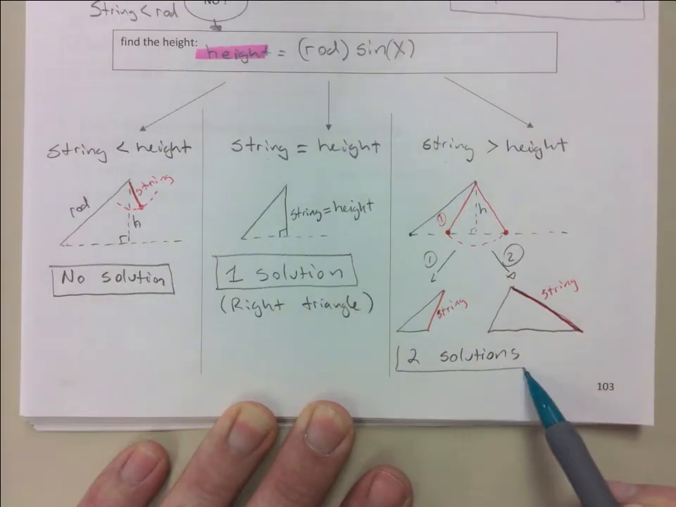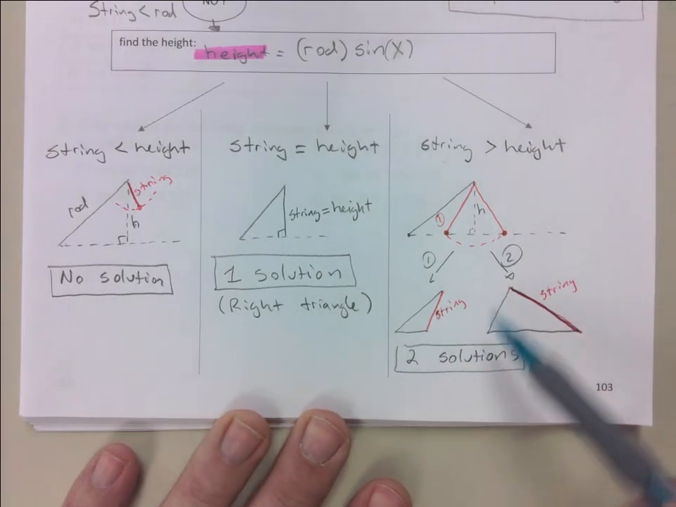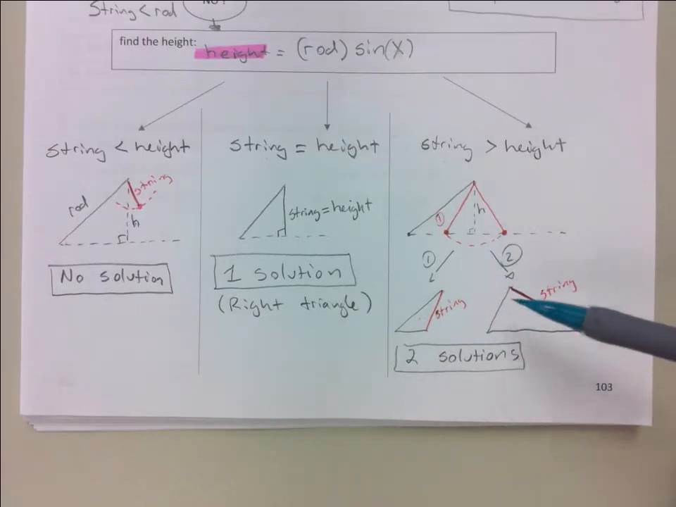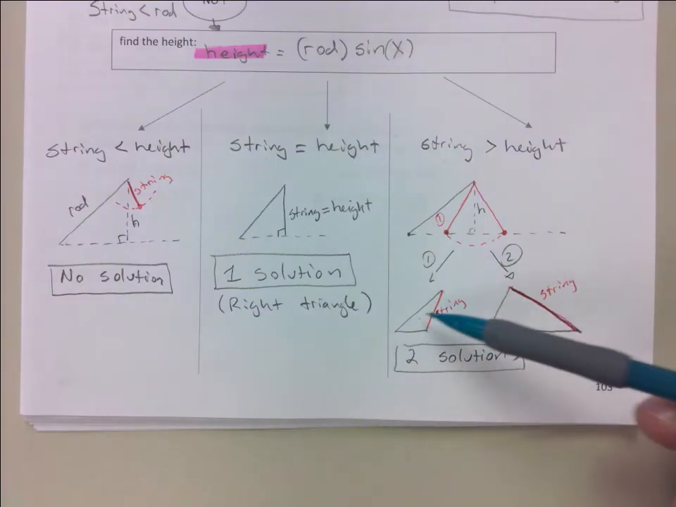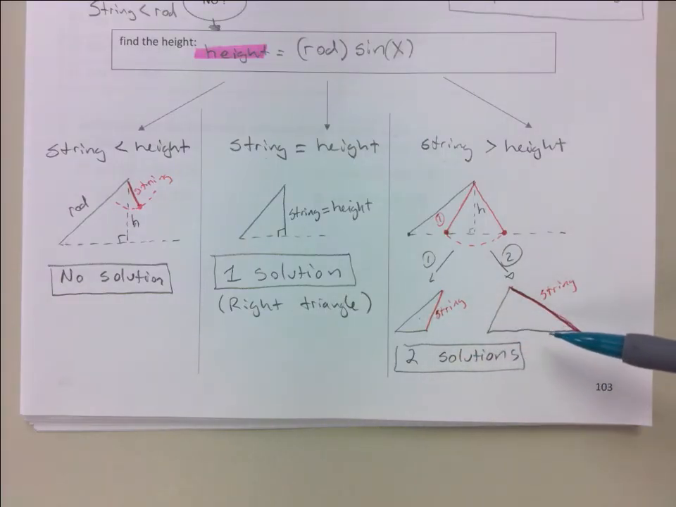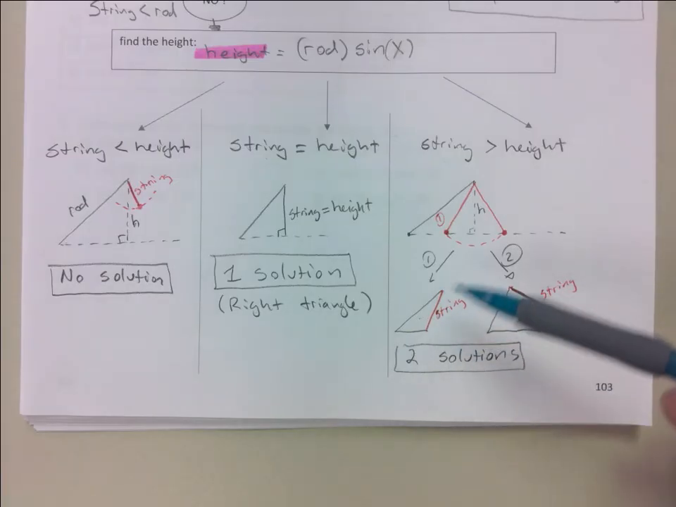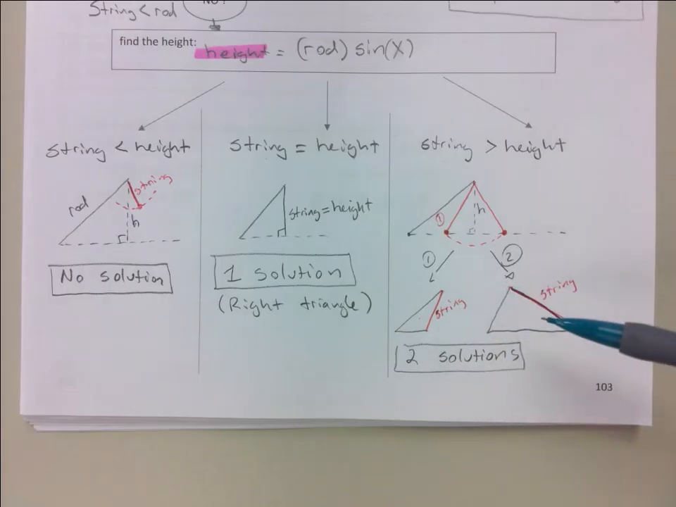So, Mr. Dixon, are you telling me that if this is the case, I have to solve two triangles? Yes. We're going to have to consider both cases. This is the ambiguous case right here in the making. This is where there could be two possible answers. Okay?